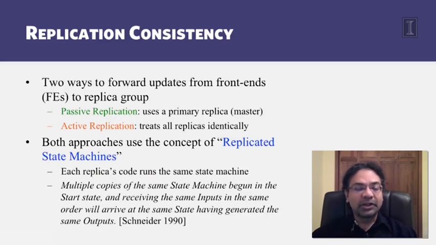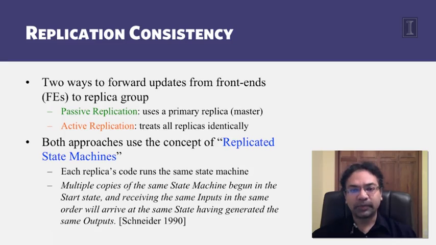Well, what about replication consistency? Well, there are two flavors to providing replication consistency. They are known as passive replication and active replication. In passive replication, we use a primary replica, also known as a master or a leader. In active replication, there is no leader. Instead, we use a fully distributed approach among the replicas. We'll discuss each of these approaches in the next few slides, but both these approaches use the concept of a replicated state machine.